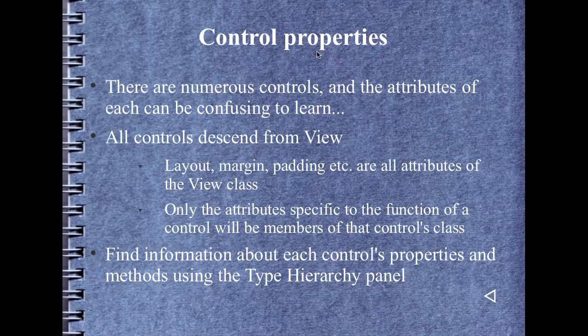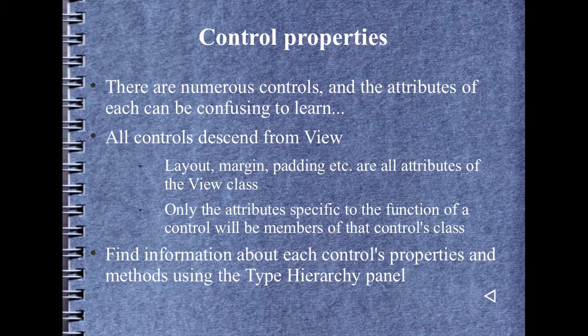Let's talk a little bit about control properties. There's a lot of different controls, and memorizing the attributes of each can be an impossible job. But we do know that all controls descend from View. So layout and margin and padding and other attributes are all going to be attributes of the View class. Only the attributes specific to the function of a control will be members of that control's class. And this is good object-oriented programming.